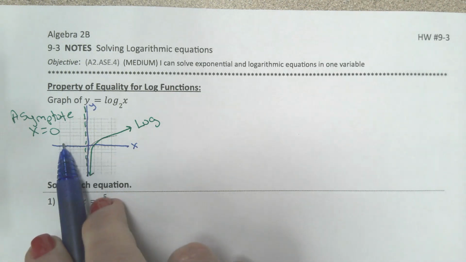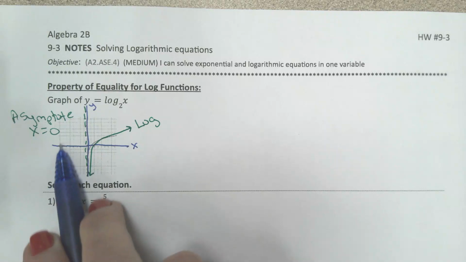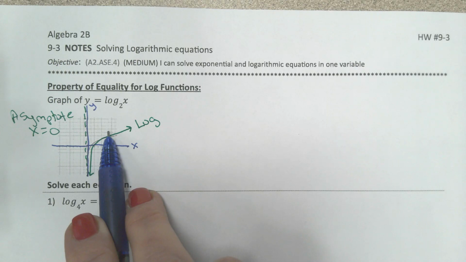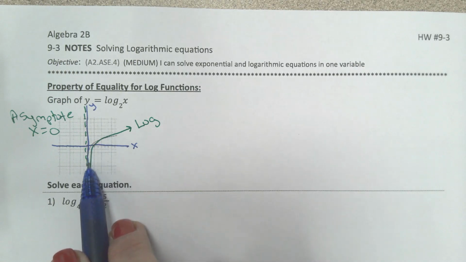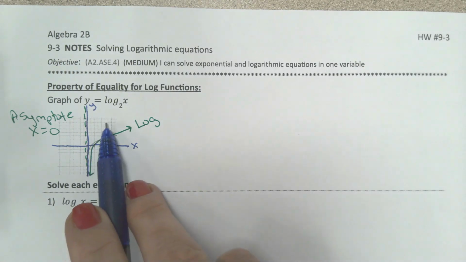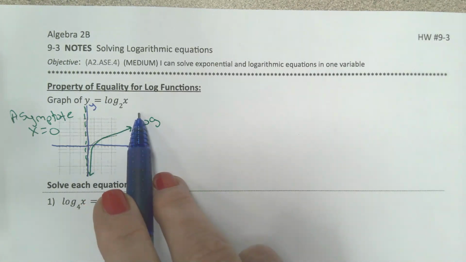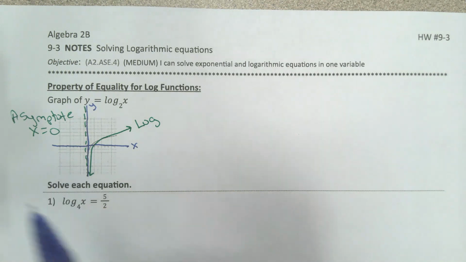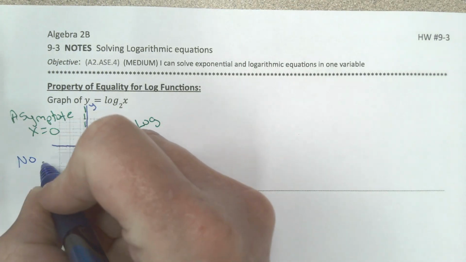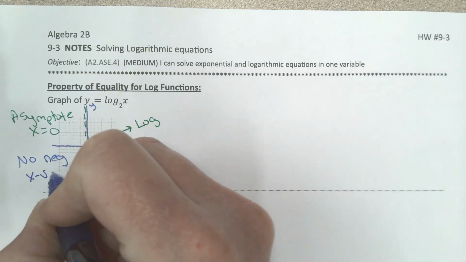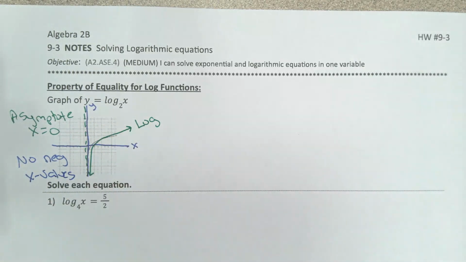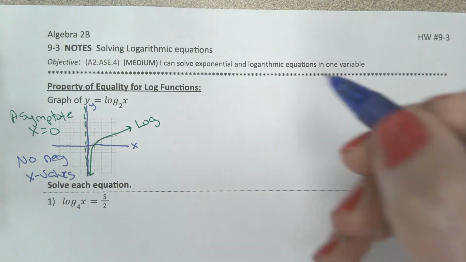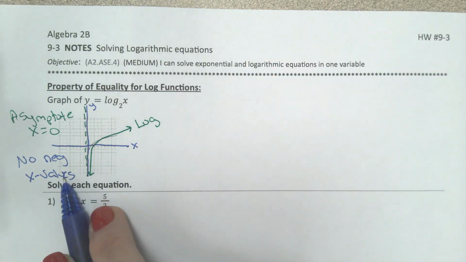So due to this asymptote, if you look, you don't have a graph anywhere over here. All a graph does is it gives you a visual representation of what your possible solutions are at any point in time. So the graph isn't over here at all, so that means that you can have no negative x values. All right, so we have an asymptote at x equals 0. You can have no negative x values.